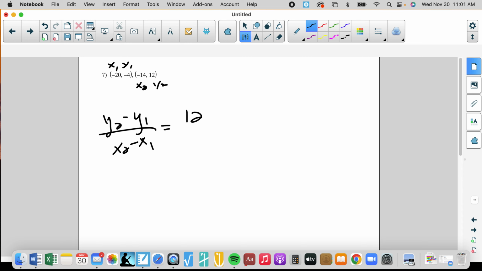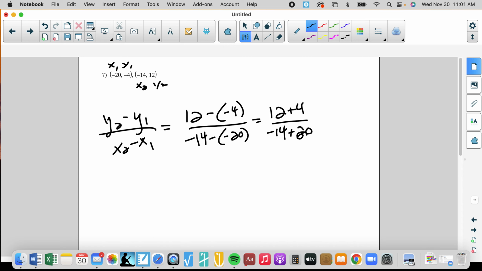Y sub 2 is 12 minus negative 4, and negative 14 minus negative 20. 12 plus 4 over negative 14 plus 20. 12 plus 4 is 16. Negative 14 plus 20 is 6. Can't leave it like that because we can reduce it. What number goes into 16 and 6? 2 does. 2 goes into 16 8 times. 2 goes into 6 3 times. So the slope of the line containing those 2 points is 8/3.